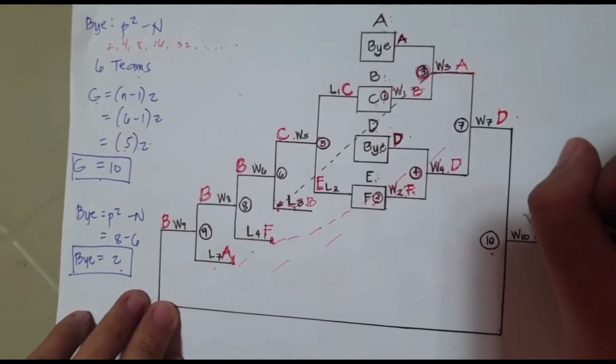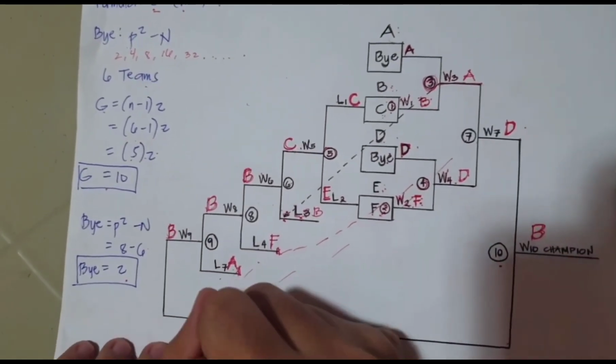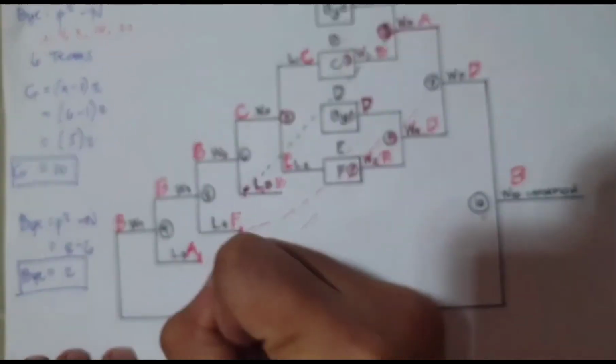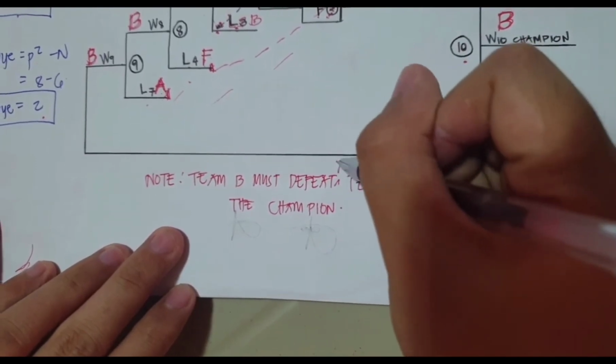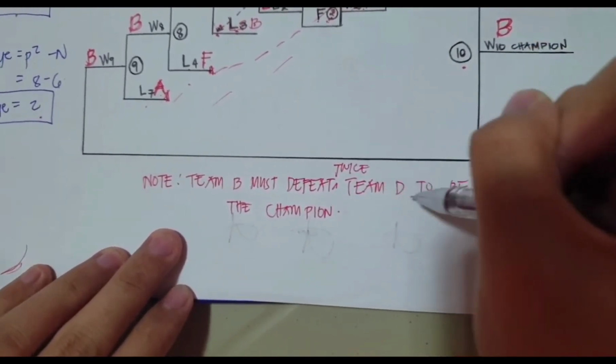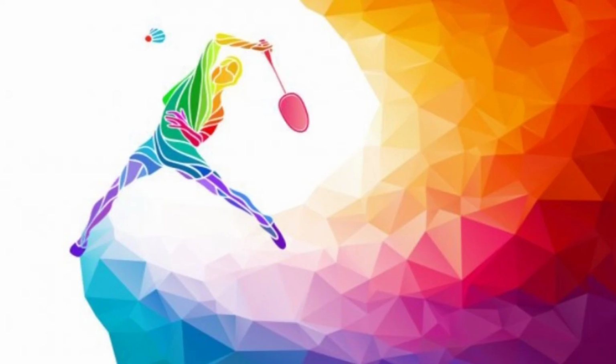Let's say Team B won. We should note here that Team B must defeat Team D twice to be the champion. So, that is all for the mode of tournament, double elimination.